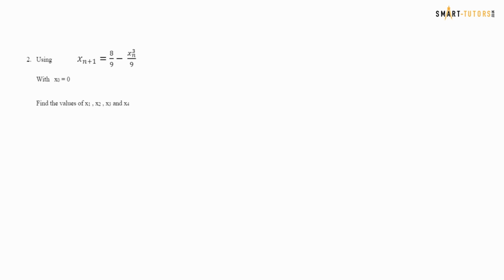Using the iterative formula x(n+1) = 8/9 - (xn cube)/9, with the starting value given, find x1, x2, x3. So I'm going to do x0 = 0, x1 = 8/9 - x0 cube over 9, which is 8/9 - 0 cube over 9. So the answer is 8/9.